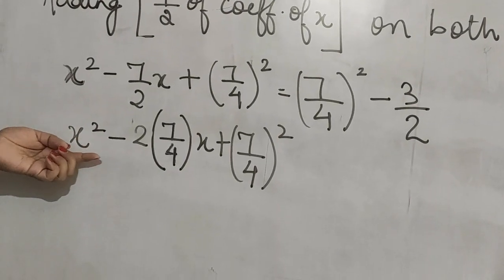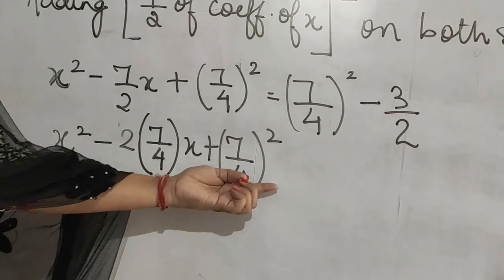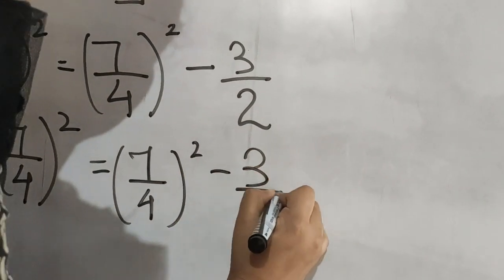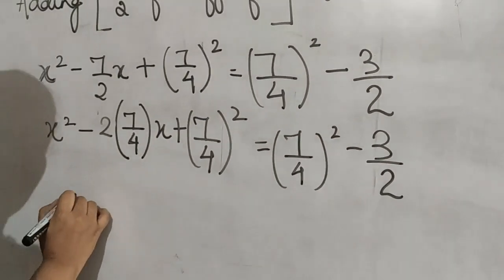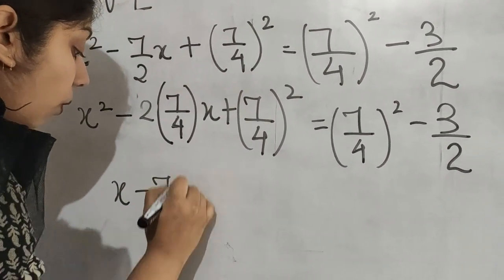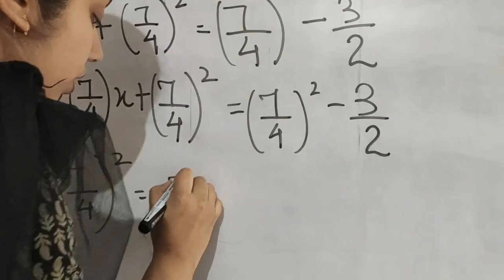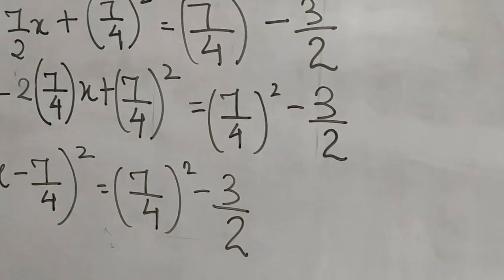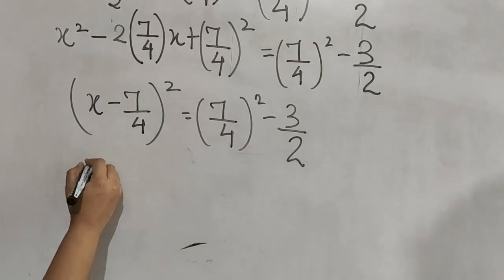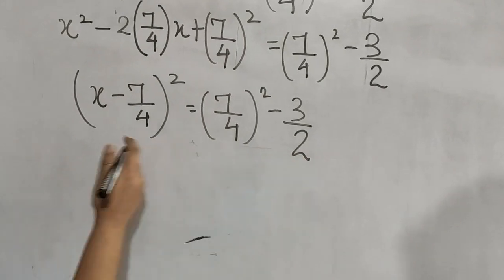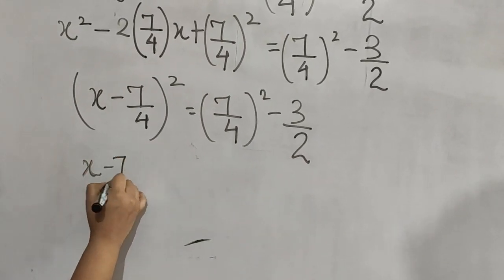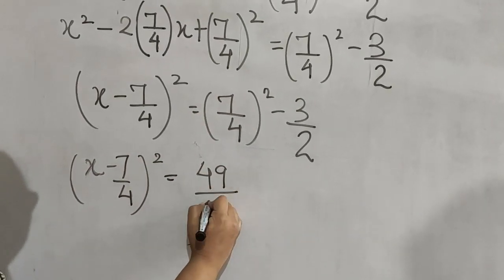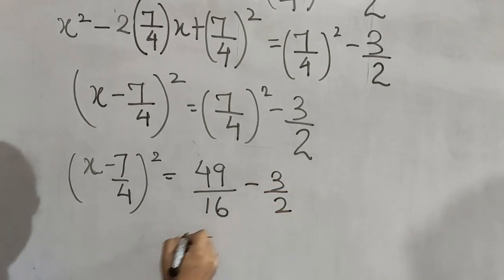So over here it is giving us x square minus 2ab plus b whole square, which is equal to 7 upon 4 whole square minus 3 upon 2. Now this we can write as (x minus 7 upon 4) whole square is equal to 7 upon 4 whole square minus 3 upon 2. Now we are going to solve this part. This will remain as (x minus 7 upon 4) whole square is equal to 7 7s are 49, 4 4s are 16, minus 3 upon 2. Let us solve this part.